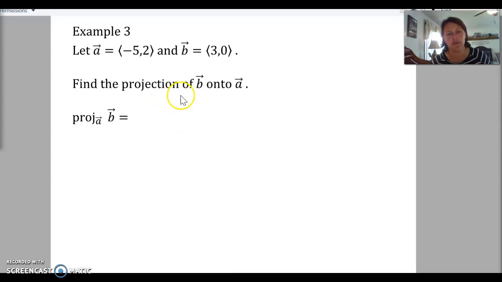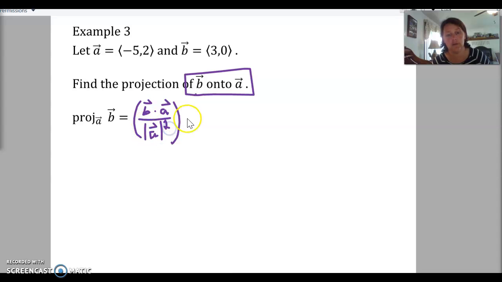We've got to be careful with this because this is the opposite of the formula that we just looked at. Now we are doing vector B onto A, so A is our onto vector. A is going to be the one that occurs the most. So we're going to do the dot product of vector B and vector A, over the magnitude of vector A squared times vector A. I always write whichever is not the onto vector first.